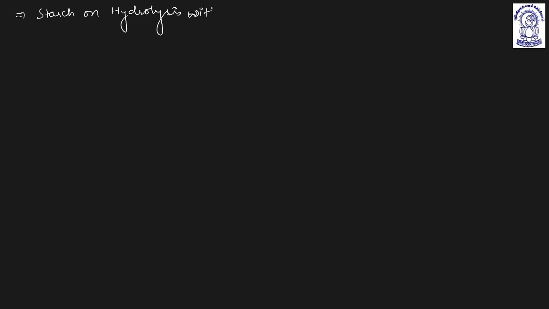With dilute acids, starch gives dextrins, which further hydrolyze to form maltose, which further hydrolyzes to form glucose. Okay.